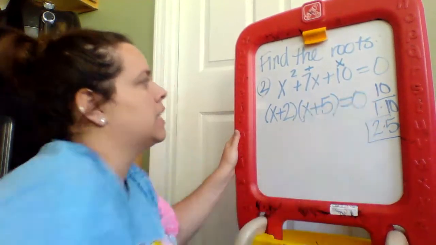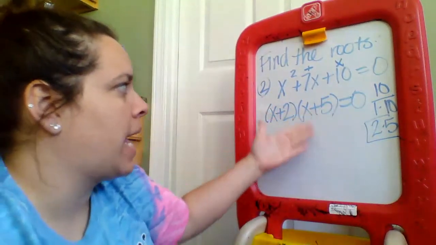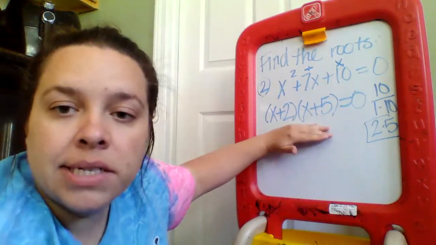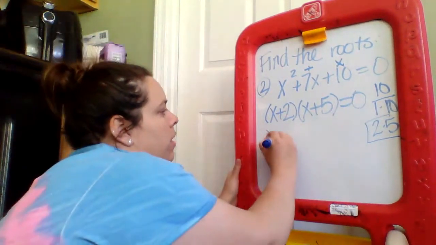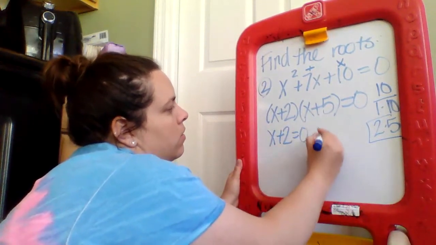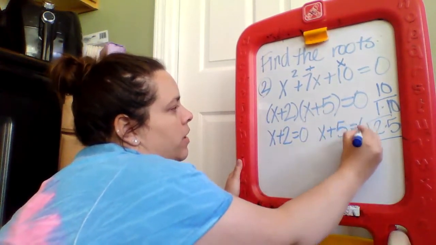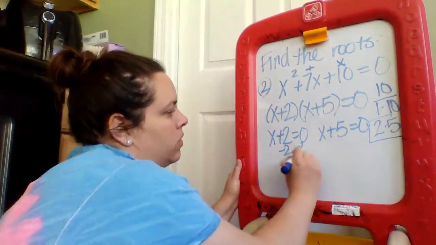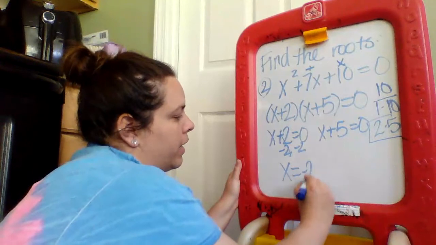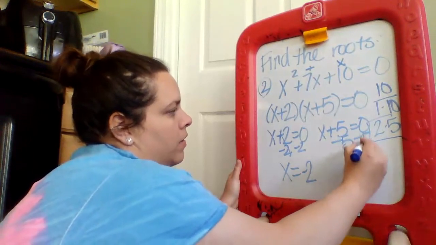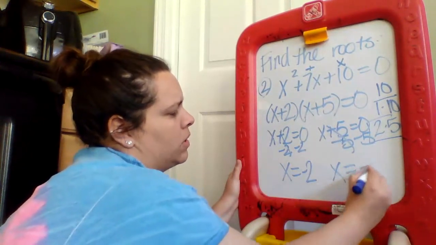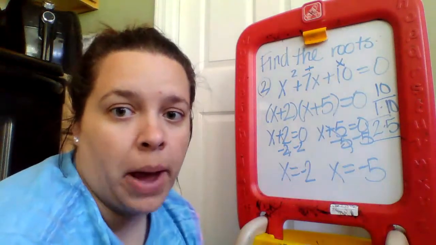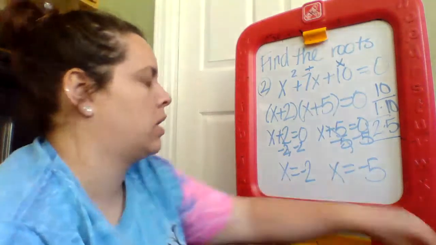Now, since this one didn't have an a, I don't have to divide by a, and there's no bottoms up there. So now, after I factor it, now I set each factor equal to 0. So x plus 2 equals 0, x plus 5 equals 0. And then the last step is to solve for x. So subtract 2. So x equals negative 2. Subtract 5. And x equals negative 5. And these are the roots. These are the solutions. These are the answers. Okay? All right, another one.